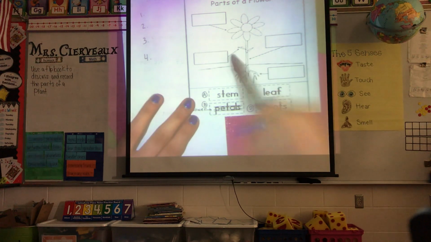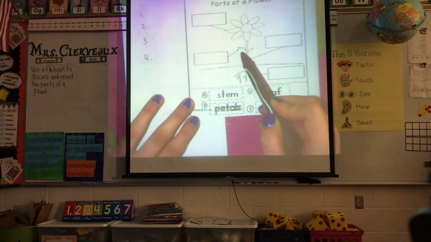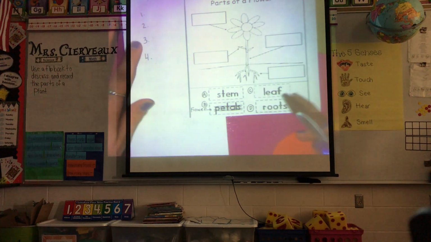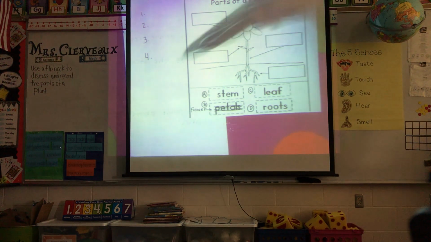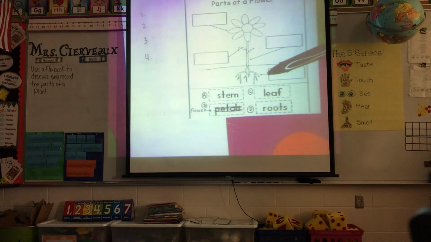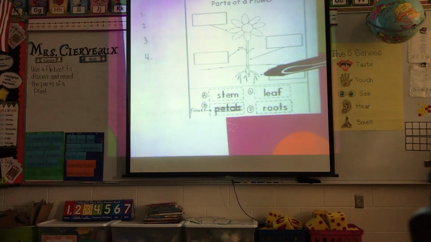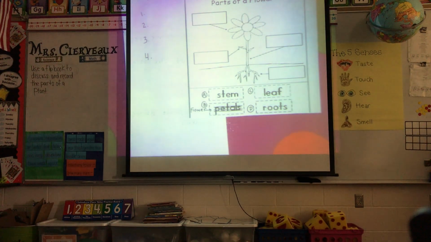And then for number 3, we're looking at this arrow here. It's pointing at these here. If you think that's the stem for number 3, put A. If you think it's the leaves, put C. If you think it's the flower, put B. If you think it's the roots, put D. And then number 4, we're looking at what this one's pointing at. So go ahead and put your letter next to 4 for what you think this one's going to be. And when you're finished, I want you to bring it up to me.